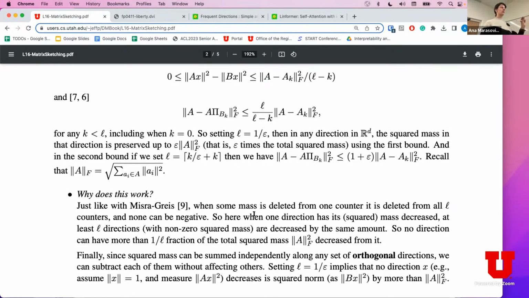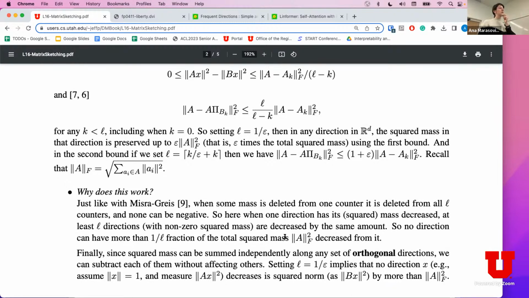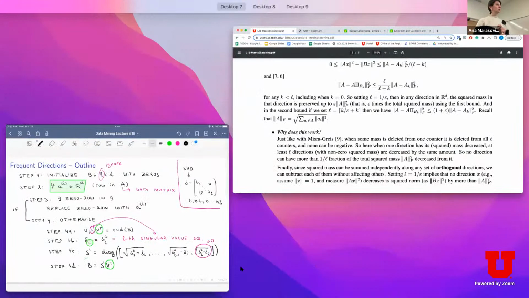But the delta I's are connected to how much we are decreasing the mass and influence of each one of these vectors we get from the SVD. So yeah, definitely read this to get a more precise way of explaining what decreasing the mass of that direction means. Okay.